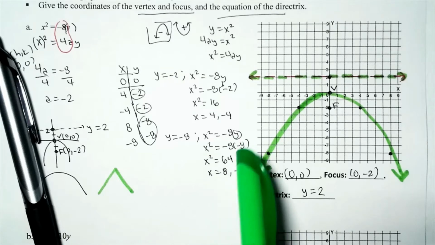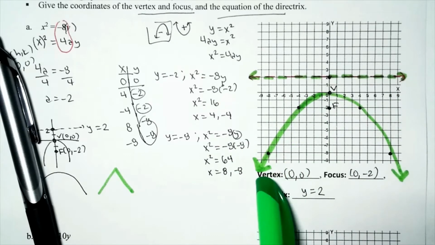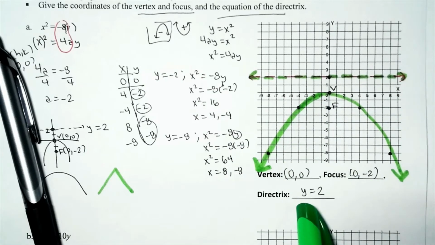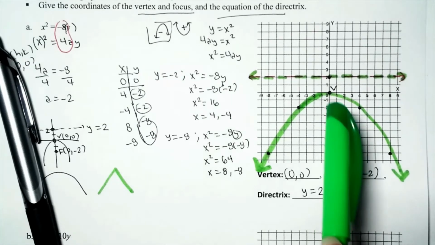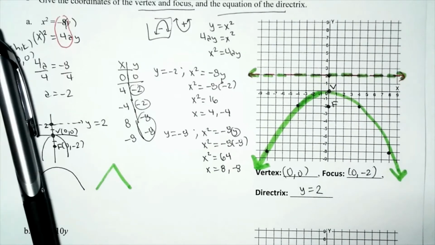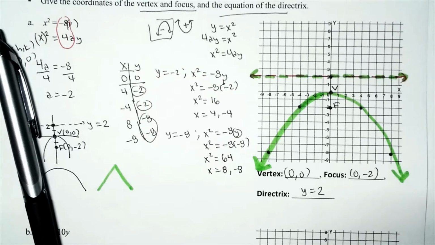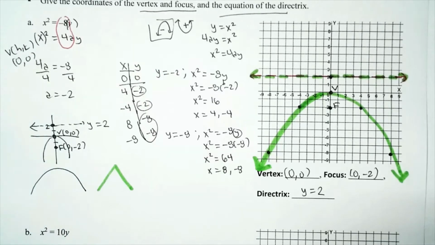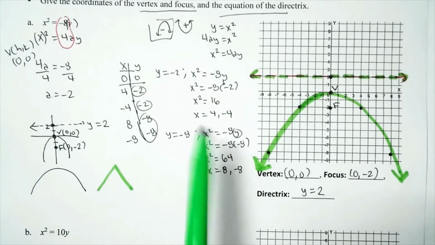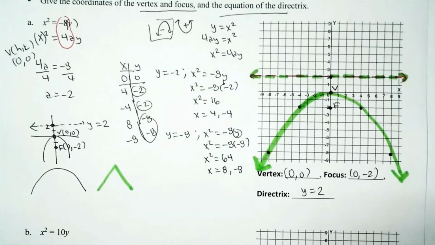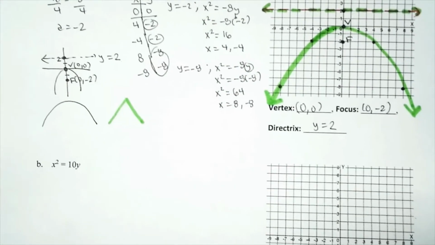We have 5 points. We have the vertex, we have the focus, we have the directrix. We graphed the focus, we graphed the directrix, so we're good. Now we could stop right here and move on, but actually I want to cover all 4 case scenarios: the one where we open up, down, and then to both sides. So let's go ahead and knock out problem B.